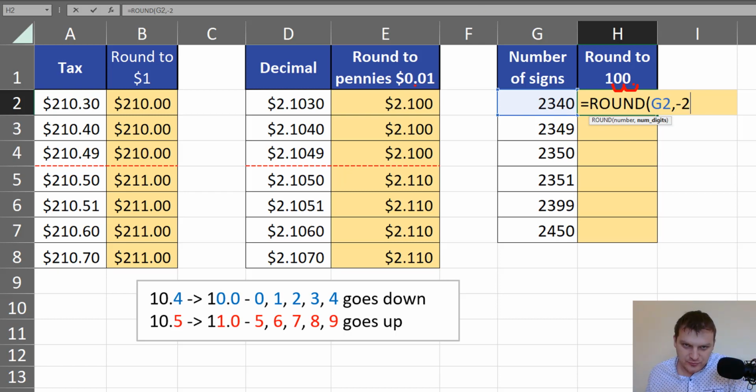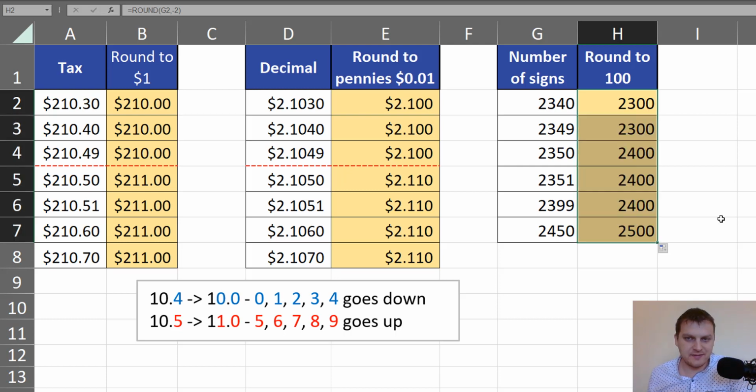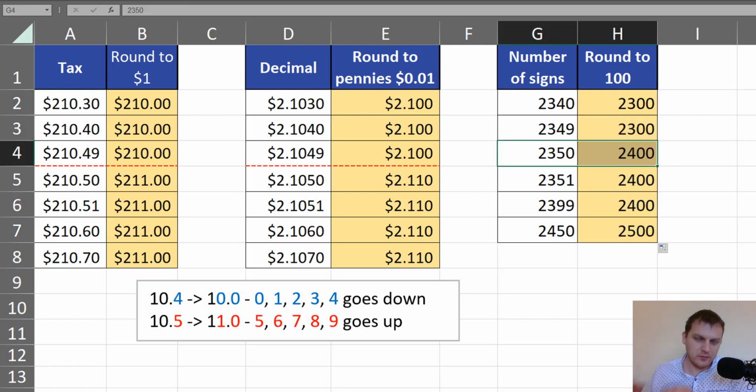When we go to the right, we are writing positive numbers. When we are going to the left, we are writing negative numbers. So to round to the 100, we just use -2, and when we go to the halfway, we just start rounding up. So when here is 5 or bigger number.